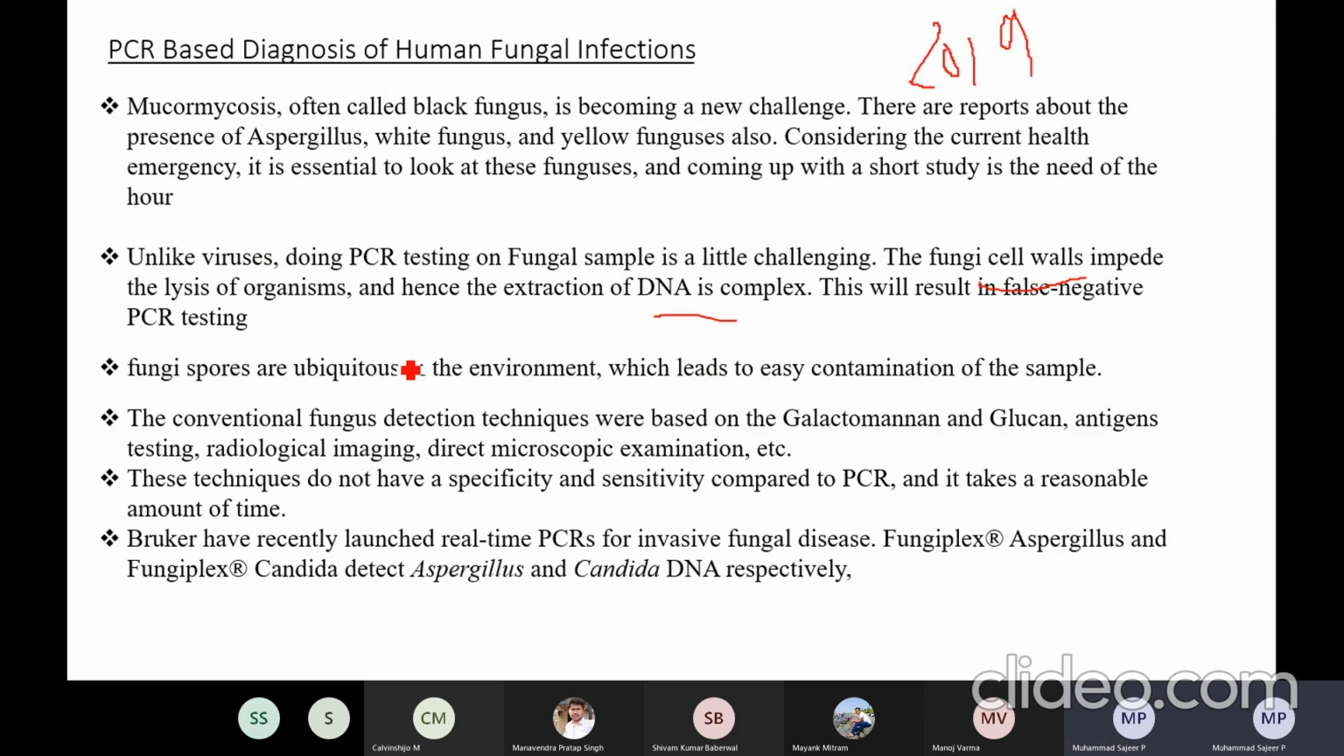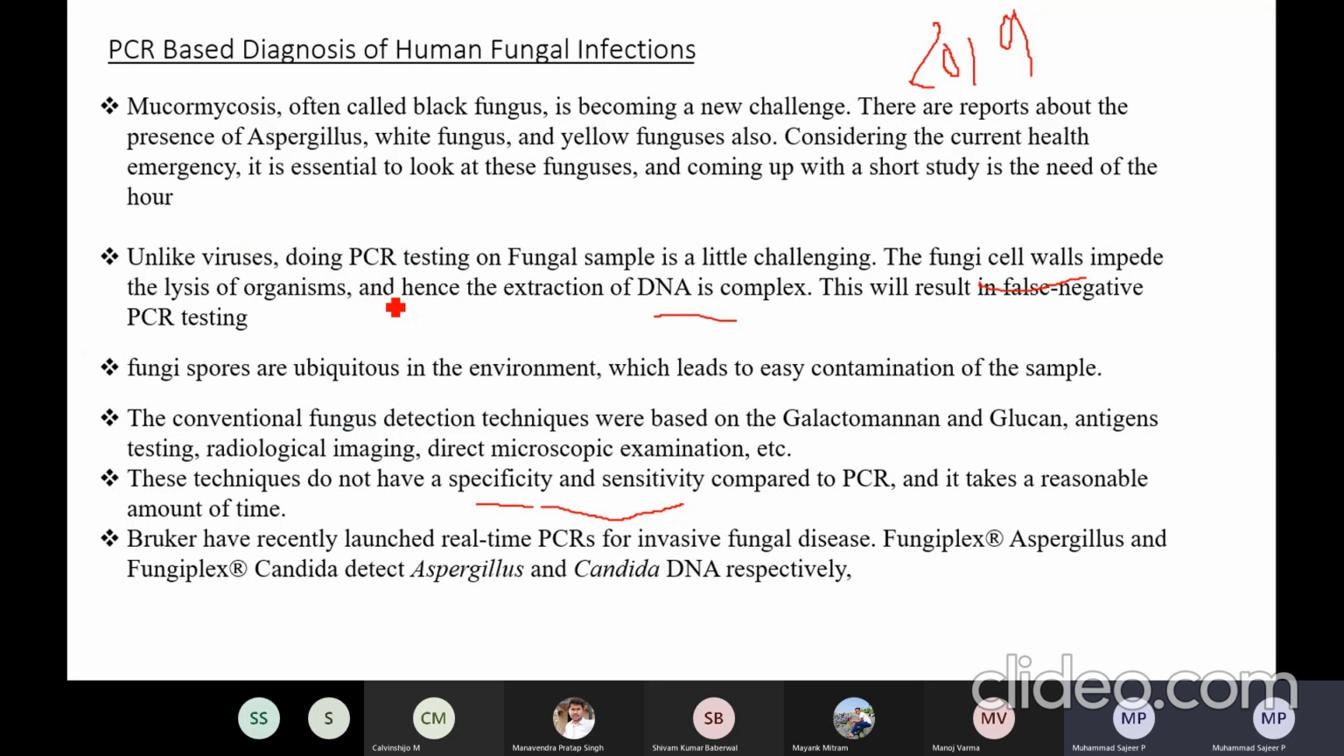Conventionally, for fungus detection, we use antigen testing, radiological imaging, microscopic examination, etc. But the issue is they don't have the specificity and sensitivity of PCR, and they also take a reasonable time. I wanted to show you the target genes and all, but there is a lot of complexity associated with it, and I thought I would not do it. I want to make it simpler.